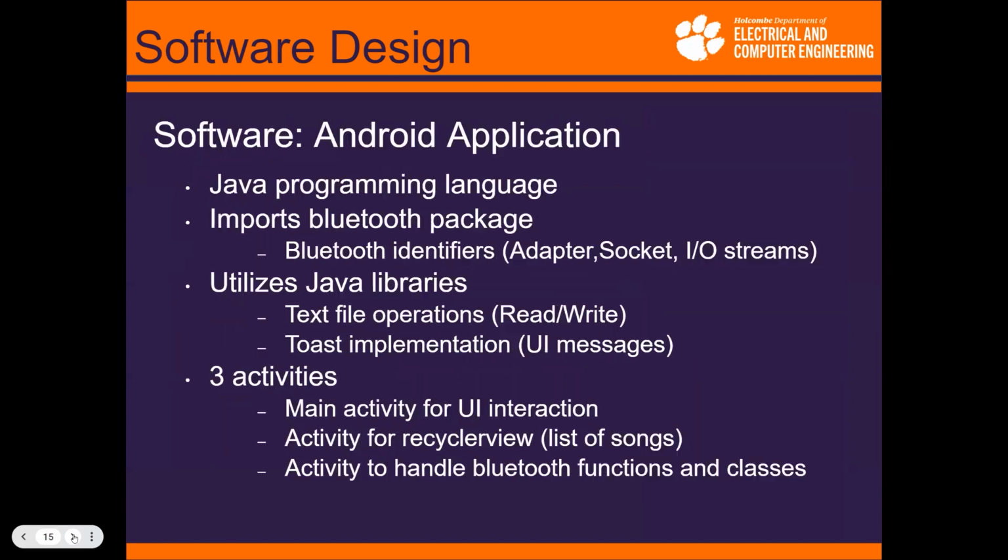For the design of the Android application, we imported the Java Bluetooth package, which gave us the identifiers for Bluetooth adapter, socket, and the corresponding input and output streams. This was pretty essential when it came to facilitating the communication between the app and the Raspberry Pi. We also used Java libraries for text file manipulation, which corresponded to our song list, and used multiple toasts to give messages to the user of what was loaded and what wasn't.